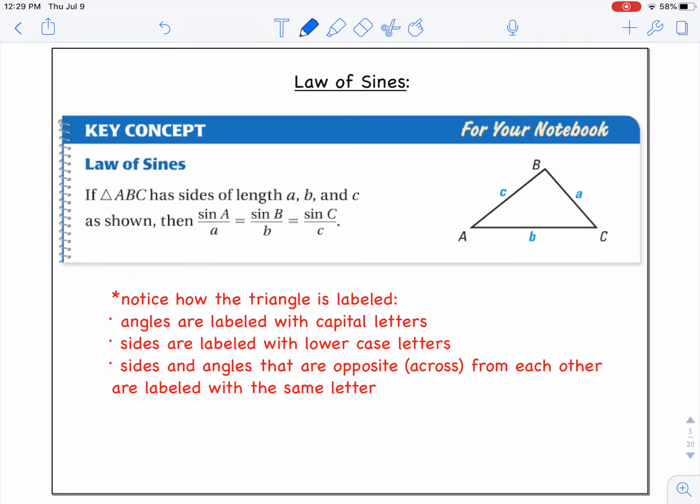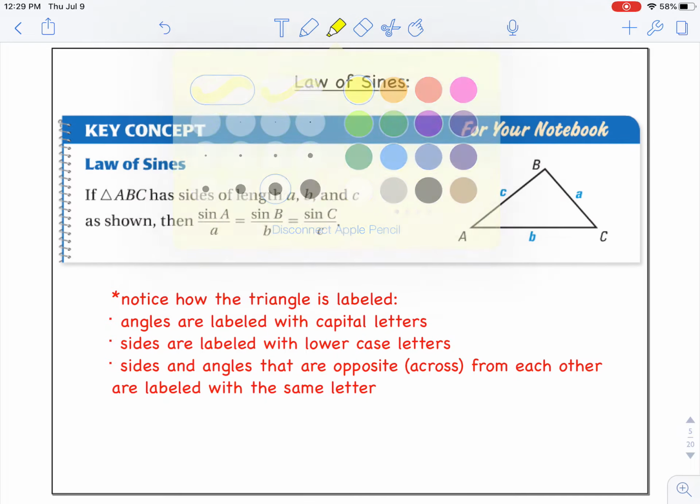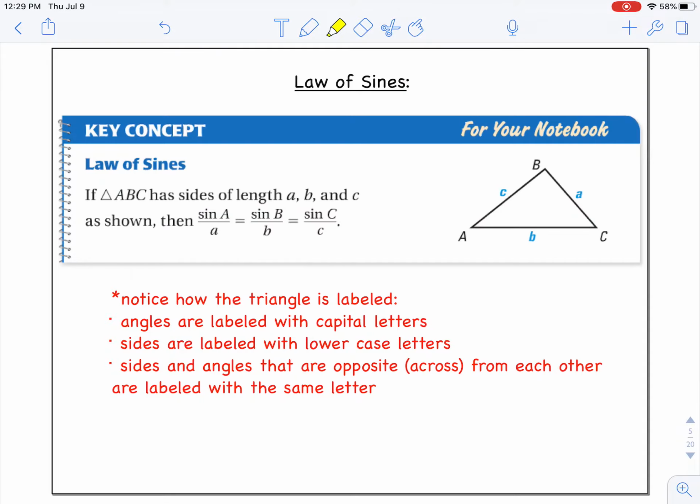So, law of sines. If triangle ABC has side lengths a, b, and c, as shown, then the sine of angle A divided by side a is equal to the sine of angle B divided by side b, which is also equal to the sine of angle C over side c. So this right here is the law of sines.